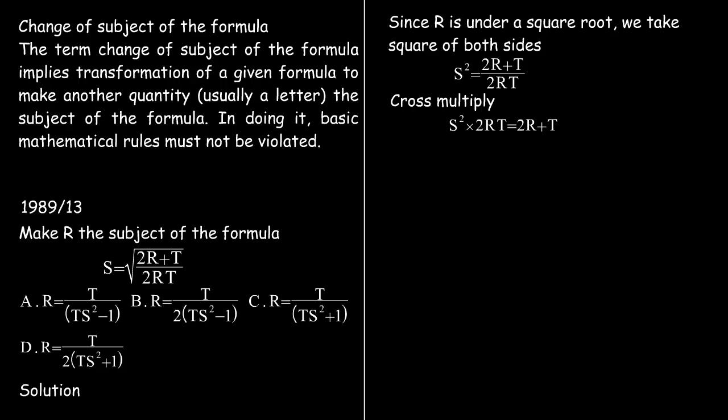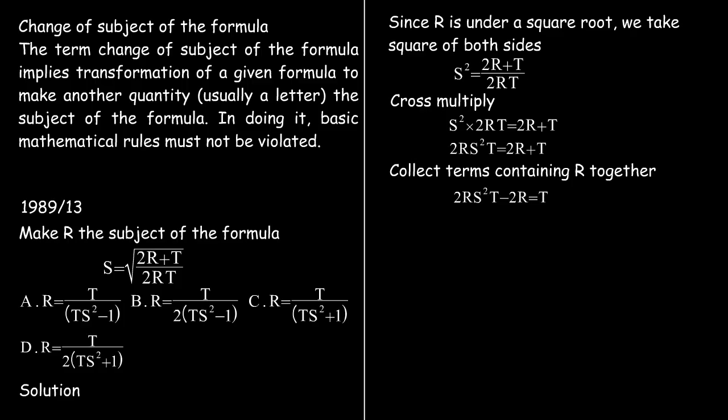Now we simplify further by multiplying the left hand side. It becomes 2rS squared t is equal to 2r plus t, and our next step is to collect terms containing r together. When we do that, it becomes 2rS squared t minus 2r is equal to t. Now we're going to factor r out in our left hand side. When we factor r out, it becomes r into (2S squared t minus 2) in bracket is equal to t.